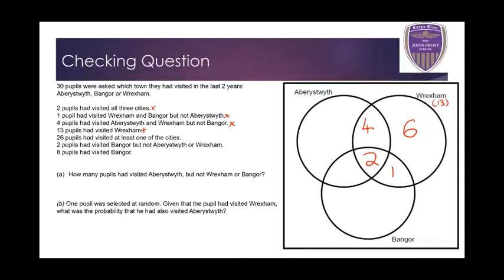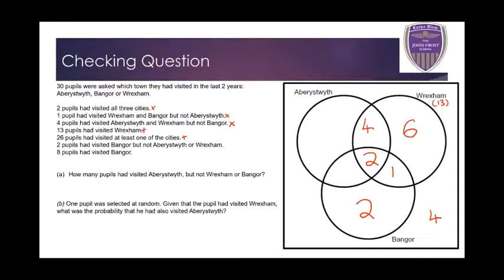26 pupils had visited at least one of the cities. Now, we can't write anything in the Venn diagram for this information, but what this tells us, if 26 pupils visited at least one of them, that means 4 pupils haven't visited any. So we can write 4 outside of the Venn diagram, okay? 2 pupils had visited Bangor, but not Aberystwyth or Wrexham. So that means we're going to put 2 in only Bangor, and not Aberystwyth or Wrexham.